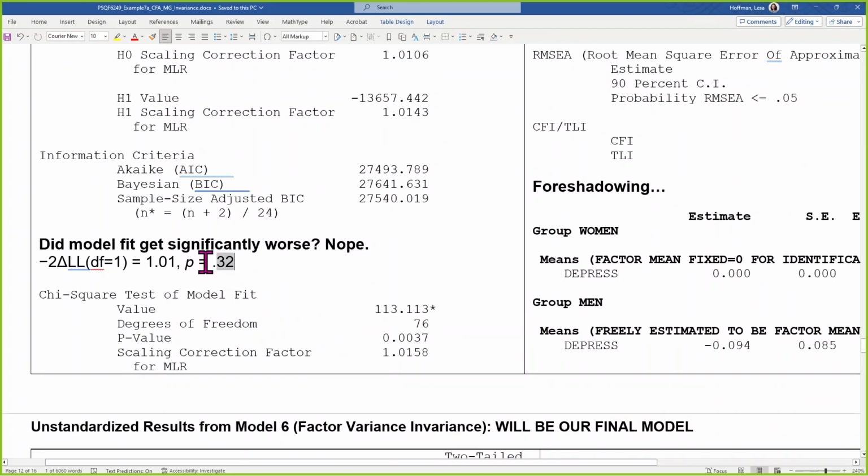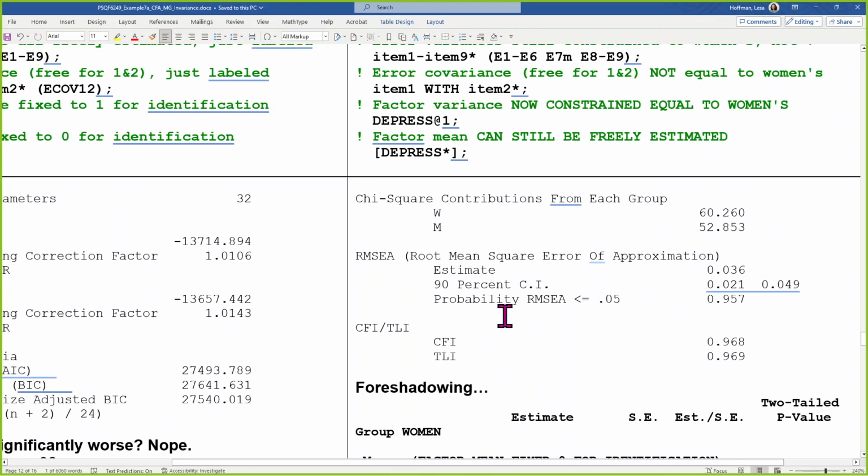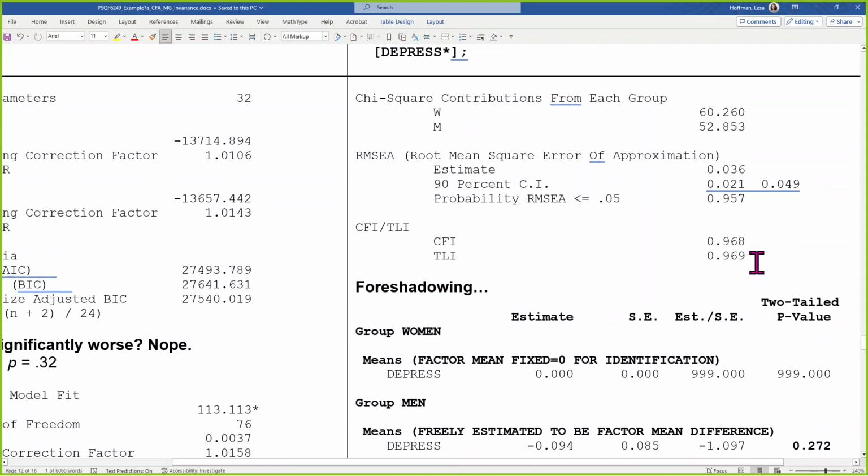Did the model fit worse? Nope. And this is another instance in which I've only saved 1 degree of freedom, because I used to have 1 variance and I don't anymore. I put it to 1. And the model itself is still fitting pretty well, which is good.